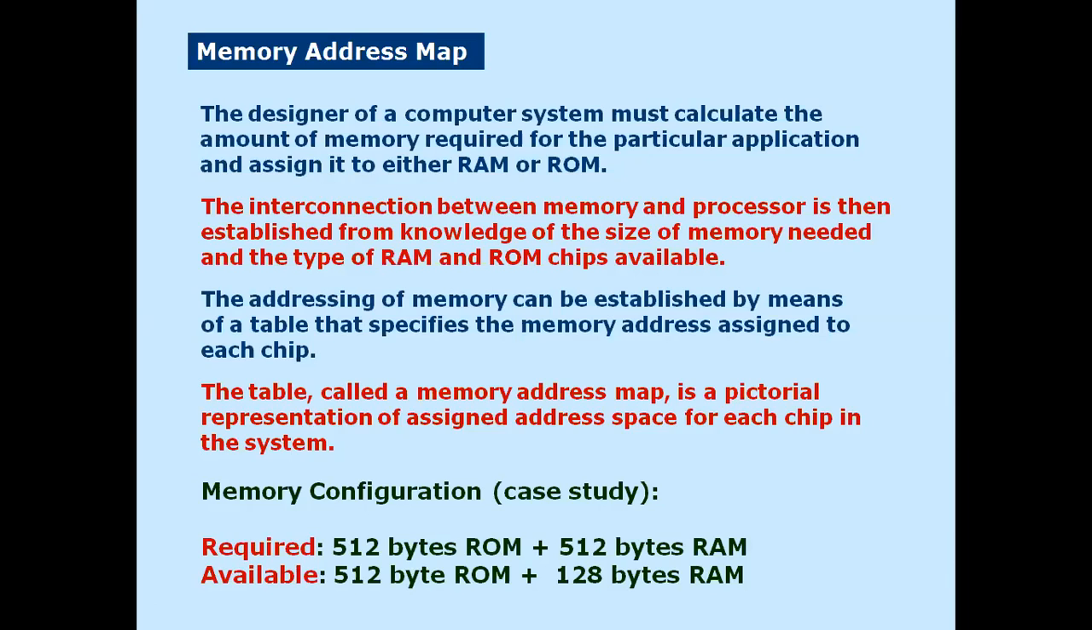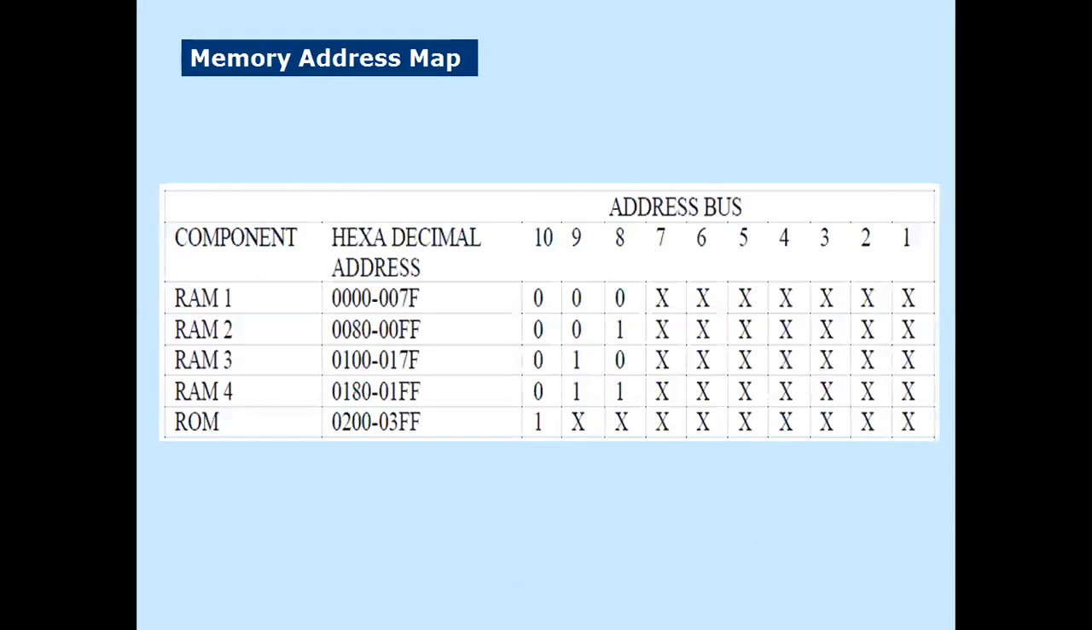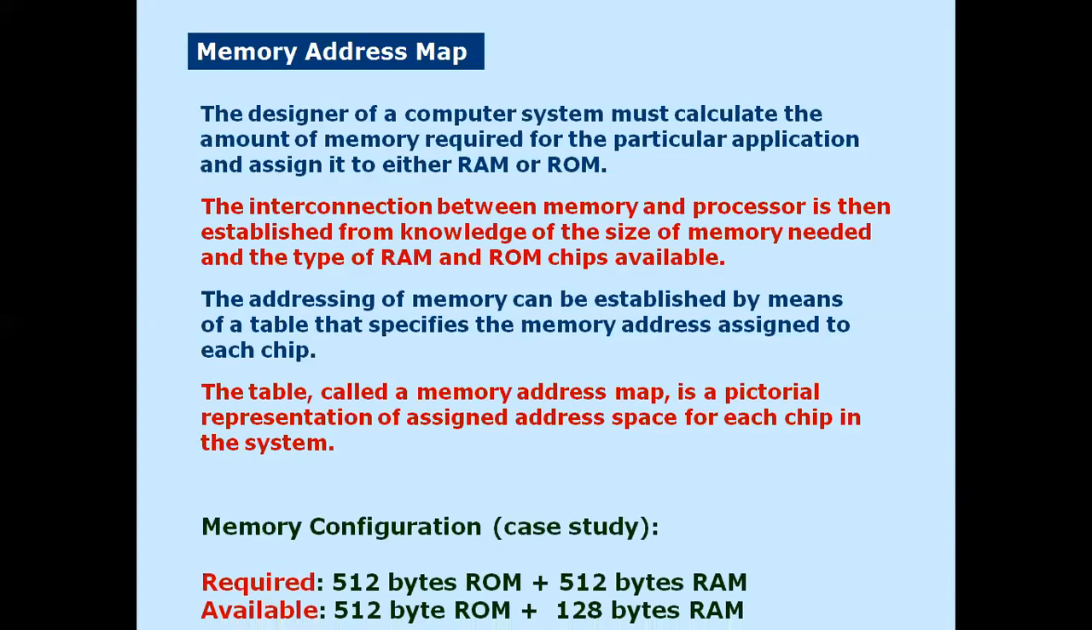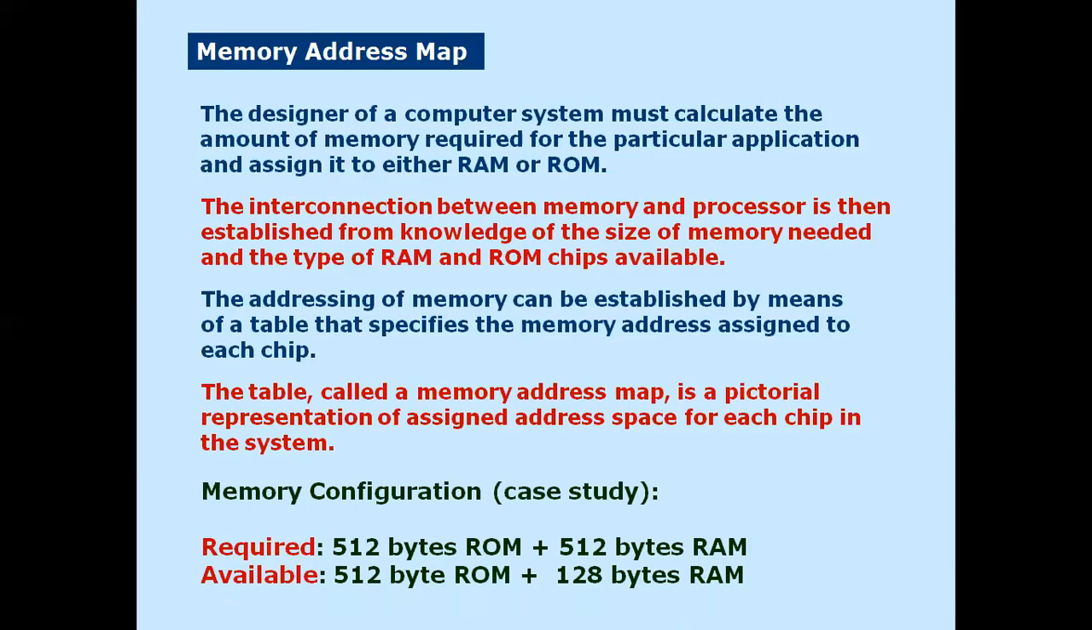So the main use of the memory address map is to identify the available RAM and ROM sizes. Then based on that we can establish the connection with the memory. It is basically used for identifying all the slots available in the memory when we are going to access it.